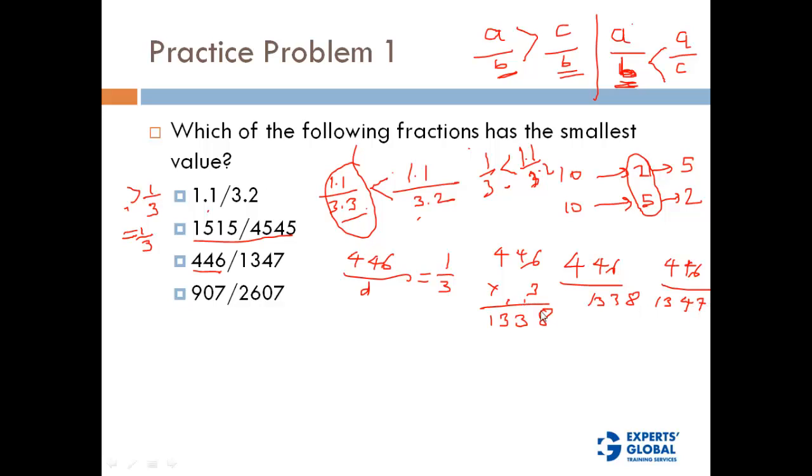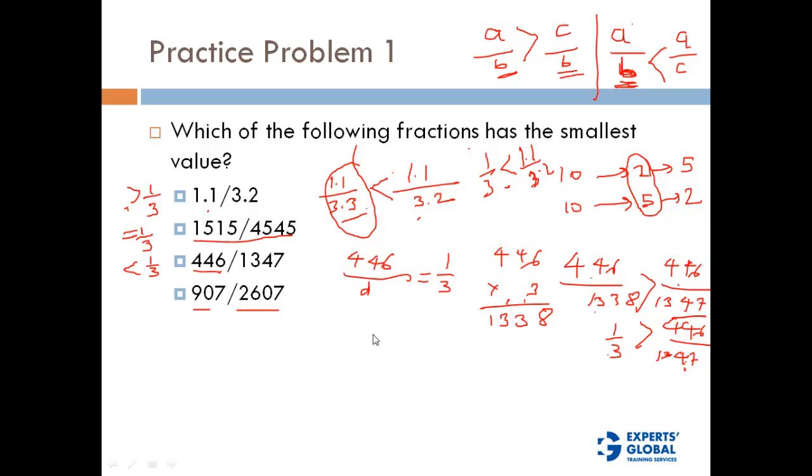Now we have a comparison between these two. The numerator is common, and the one with the higher denominator will be the smaller fraction, right? So this is the higher denominator, so this is going to be the smaller fraction, correct? So that means 1 by 3, which is 446 divided by 1338, is greater than 446 divided by 1347. So this particular number, which is option C, is smaller than 1 by 3. So we say that this is smaller than 1 by 3. Correct?